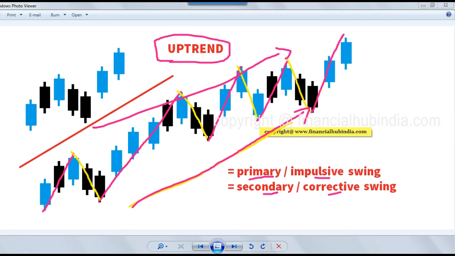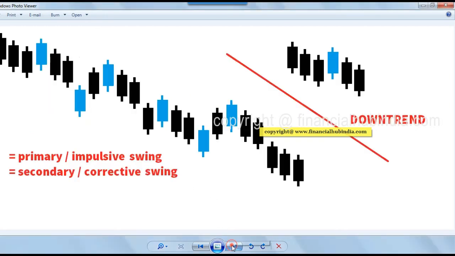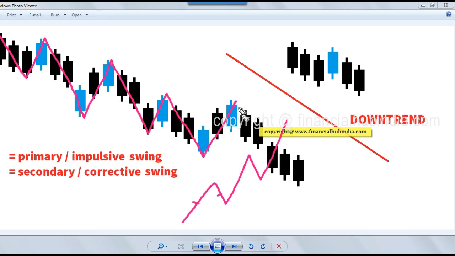So the same concept you can follow for a downtrend. In a downtrend, exactly the opposite will happen. In the uptrend, what happened? We saw a larger push up and a smaller push down, then again a larger push up, a smaller push down, and this is how it continued. So we say this is primary, this is secondary. But here you see a larger push down and a smaller push up. A larger push down, again a smaller push up, a larger push down, a smaller push up, and so on.